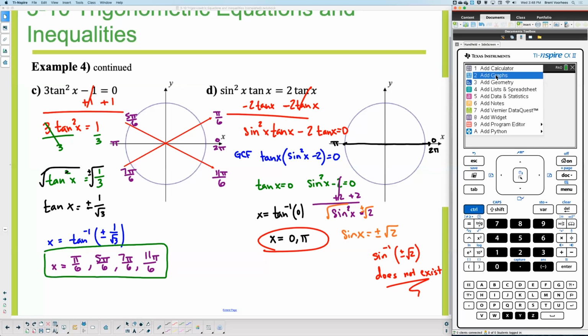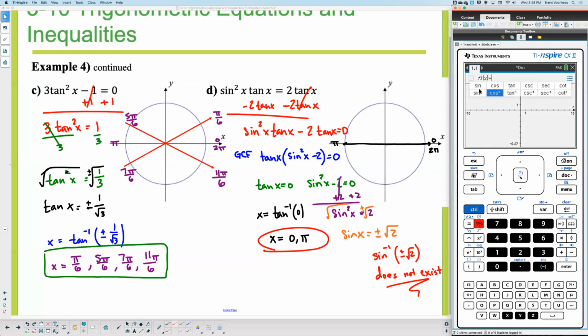So I'm going over to graph here, and I want to graph my sine squared. And sine squared is a little tricky. I don't know if I've shown you this in the calculator. You have to put the square on the outside of the parentheses like that. So it's going to be sine squared, whoops, times tangent of x. That's one equation. And then I'm going to set that equal to 2 tangent x. Press enter.